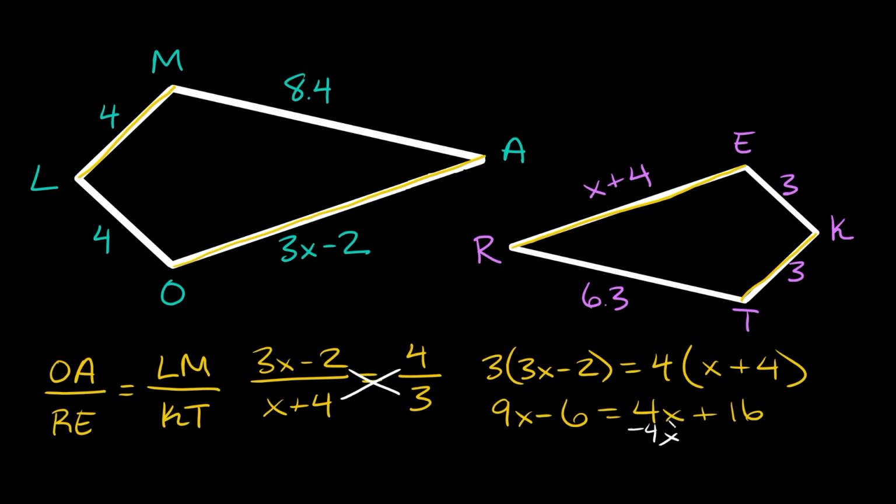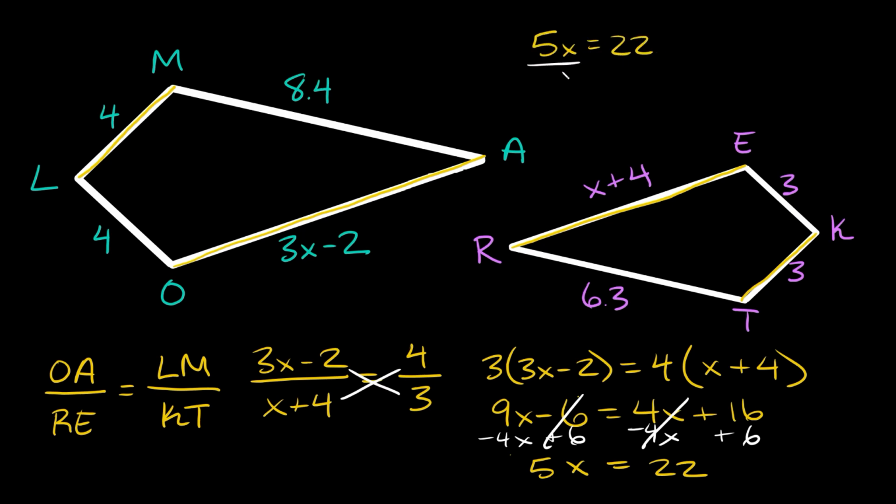Okay, so let's get all the x's on one side. So minus 4x, and let's get the numbers to the other side. So here we can say plus 6 and plus 6. Okay, so 9 minus 4 is equal to 5. So here we get 5x is equal to 16 plus 6, which is 22. Okay, and I'm just going to rewrite this up here really quick. So 5x is equal to 22. So to solve for x, we can just divide both sides by 5. So then here we get that x is equal to 4.4.